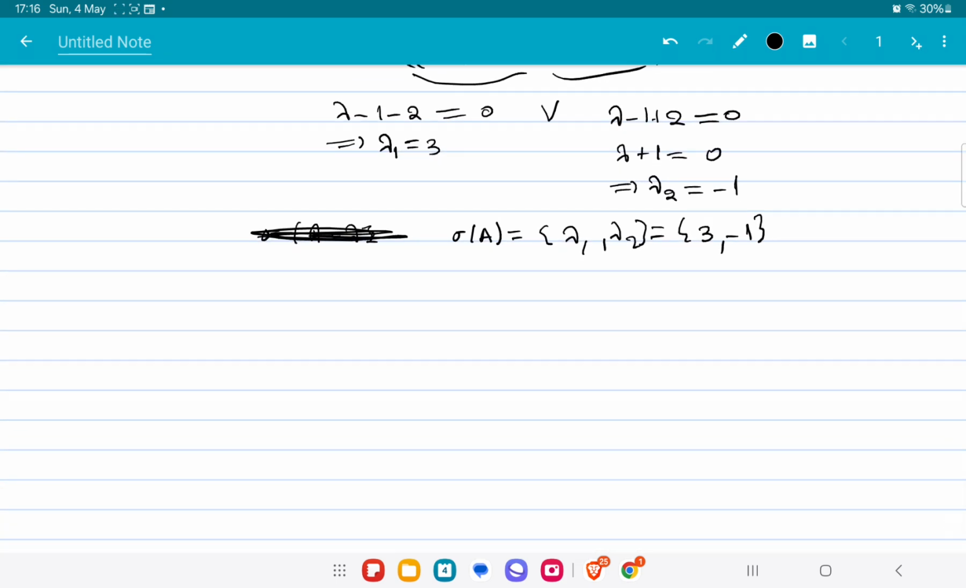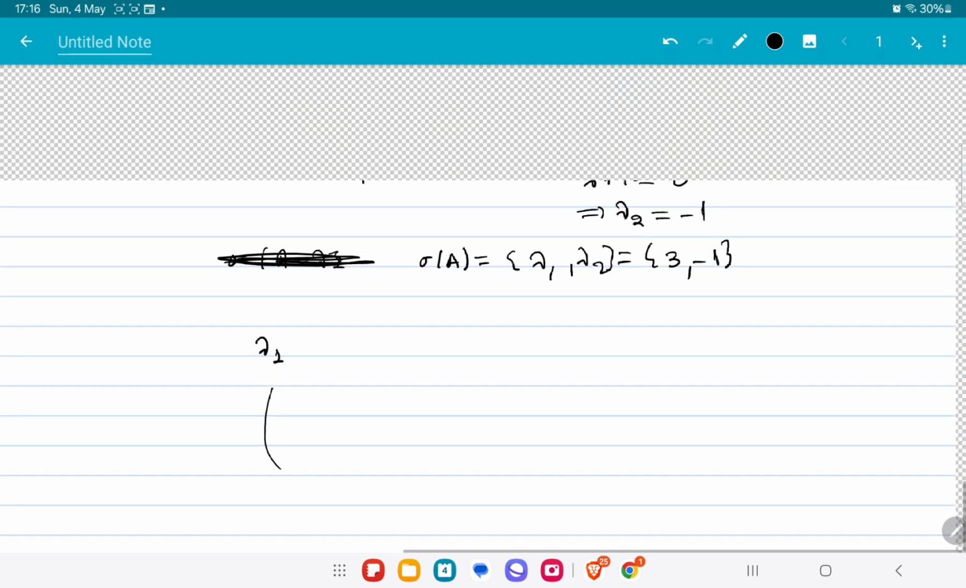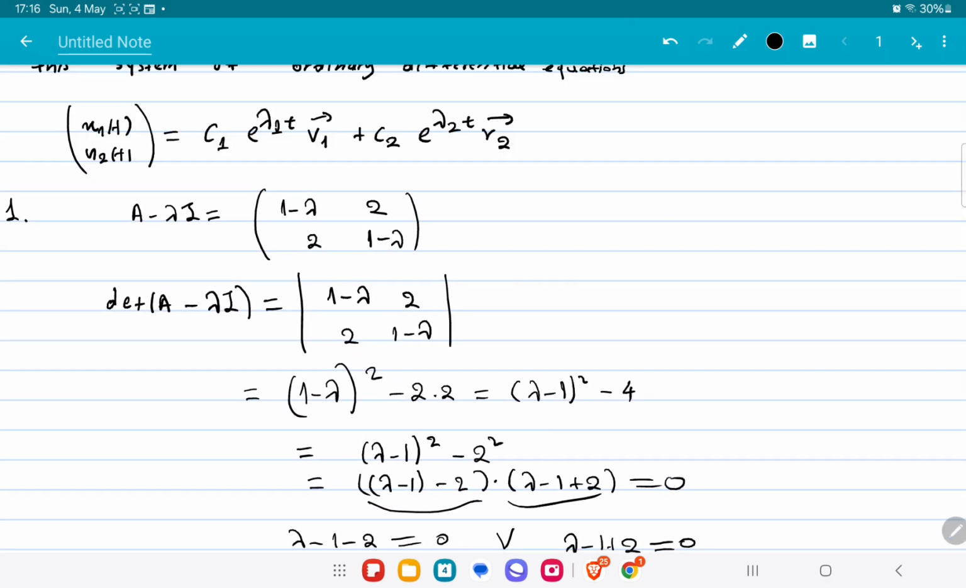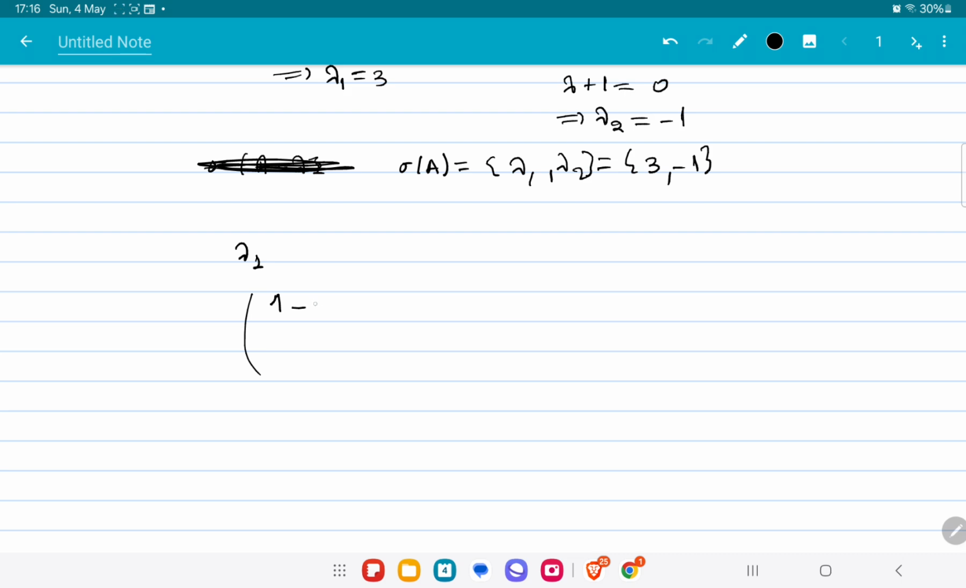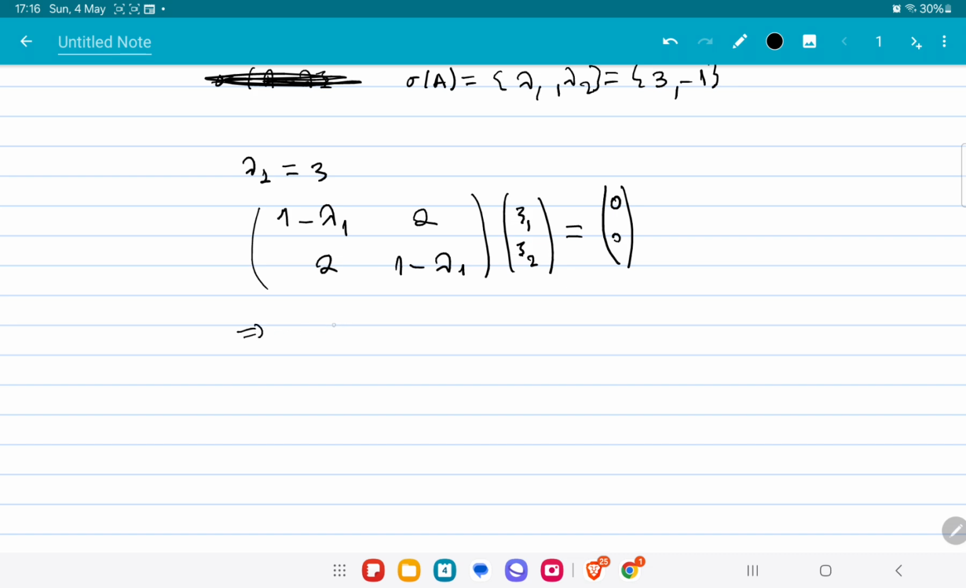Now we need to find the eigenvector that corresponds to eigenvalue lambda 1. So we take this matrix here, and instead of lambda we put lambda 1. So we have 1 minus lambda 1, 2, 2, 1 minus lambda 1, times psi 1, psi 2 equals 0, 0. It's going to be minus 2, 2, 2, and minus 2, because lambda 1 is 3. So this entry is minus 2, and this entry is minus 2 as well, times my eigenvector psi 1, psi 2 equals 0, 0.